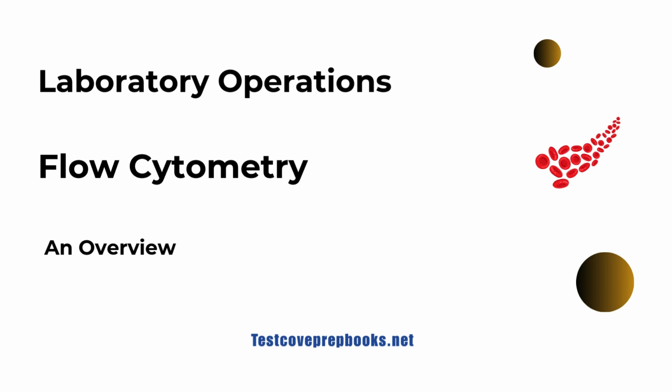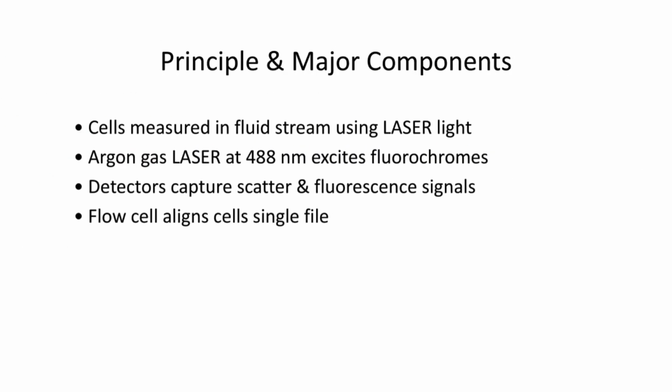Flow cytometry is the measurement of cell properties using light as cells pass in a fluid medium. The system has several major components. At its core is the laser, or light amplification by stimulated emission of radiation. Most commonly, an argon gas laser is used, which emits light at 488 nanometers. Beam blockers shield the detectors, while those detectors capture photons from disturbed light or from fluorescence signals produced by stains.